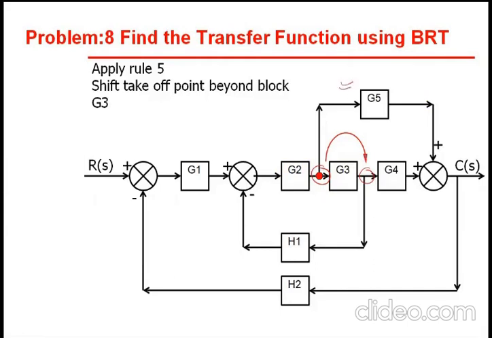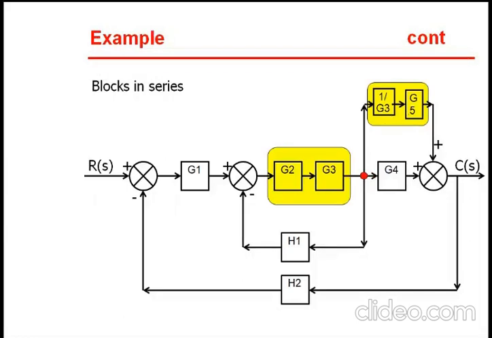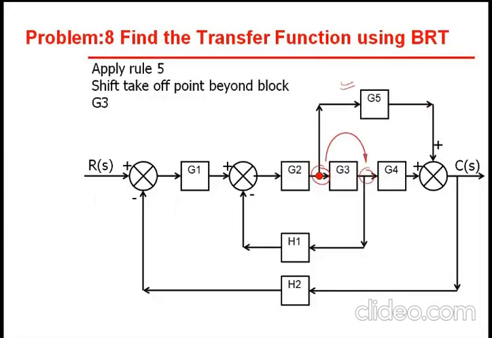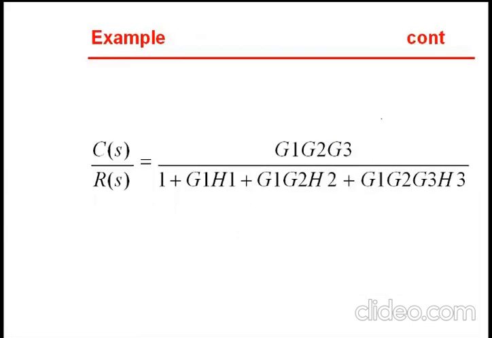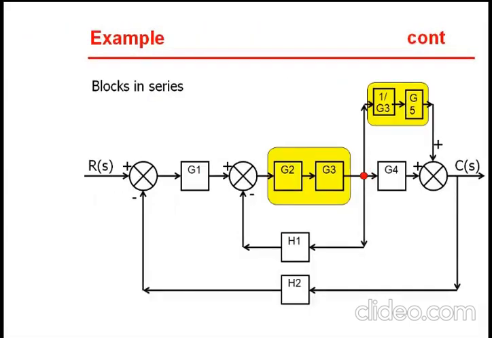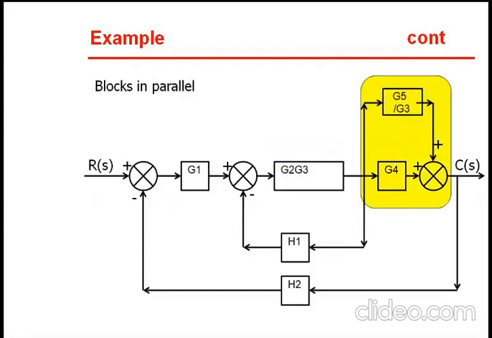ఏ దాంతో మూవ్ చేస్తే దాంతో పాటు I need to divide by that particular block value. సో నేను ఏ దాంతో మూవ్ చేస్తున్నాను, G3 తర్వాత మూవ్ చేస్తున్నాను. సో హెన్స్ ఐ నీడ్ టు డివైడ్ బై G3. ఆల్రెడీ G5 ఉంది, G3తో డివైడ్ చేస్తున్నాను. నౌ ద రిజల్ట్ అండ్ నెక్స్ట్ స్టెప్ ఈస్ G2 and G3 now are in series and these two are in series. So the resultant of these two will become G2 into G3 and this is G5 by G3.